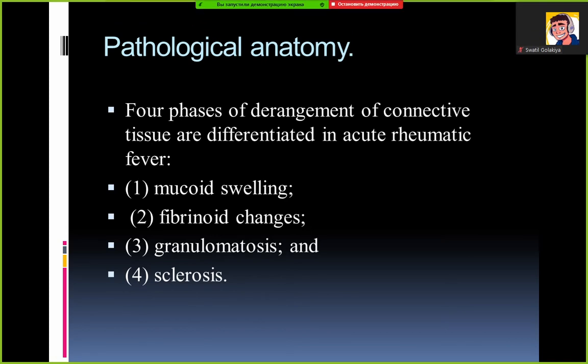It is very important to know about these phases in order to understand the outcome of acute rheumatic fever. Outcomes of rheumatic fever are acquired valve defects, for example, mitral stenosis or mitral insufficiency. And in order to understand the mechanism of formation of these acquired valve defects, you must know the characteristics of these 4 phases of derangement of connective tissue.